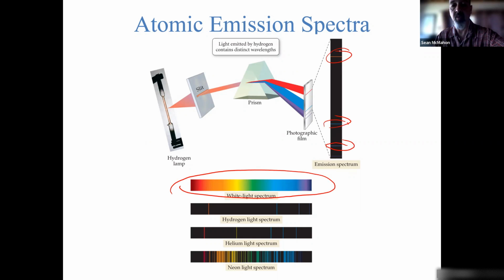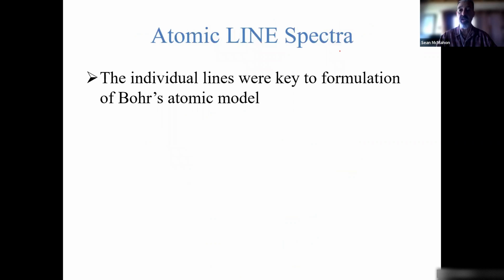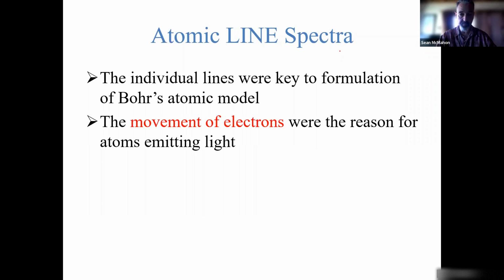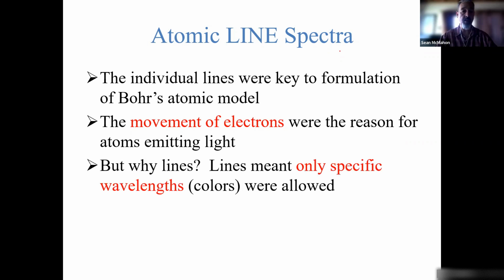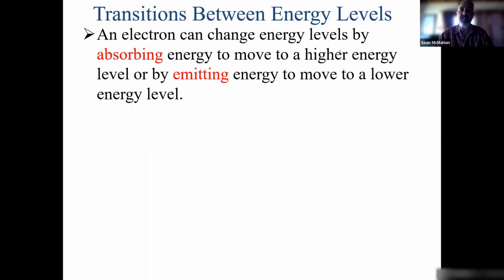So why is it that we're seeing individual lines? Well, Bohr formulated his model for the Bohr atom based on these atomic line emission spectra. Essentially, the movement of electrons was the reason for the atoms emitting light. The reason why they're lines is because there are only specific wavelengths of color that are allowed. So the transition of the electrons is actually between what are referred to as energy levels. Based on different positions where these electrons are relative to the nucleus, they are transitions between these energy levels.